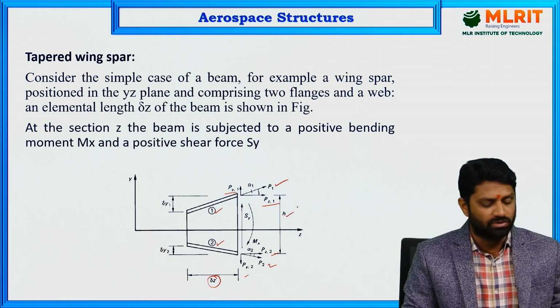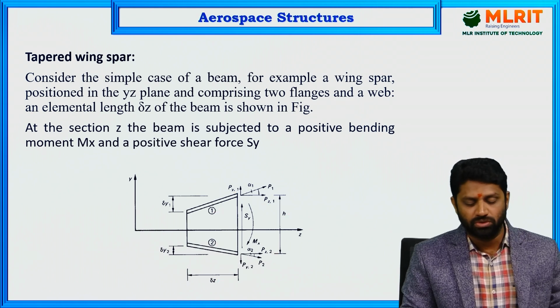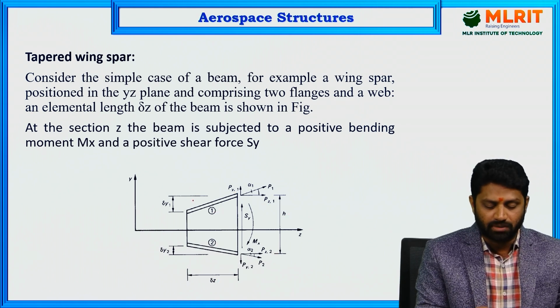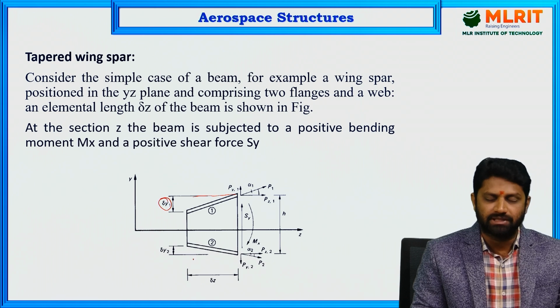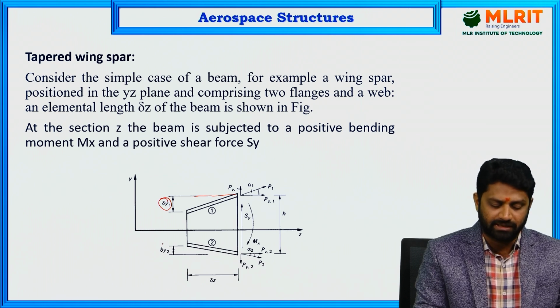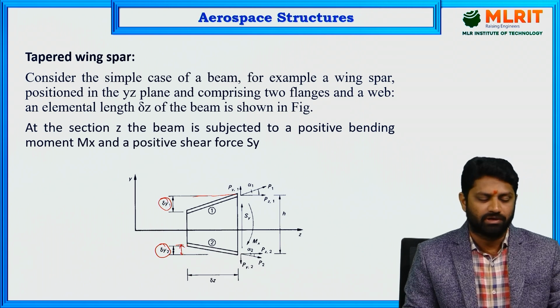Now since we are looking at the taper, let's write the taper on the upper flange. From the horizontal axis, delta y1 is taken as the depth, and we provided the taper on the upper flange. Similarly, on the lower flange we provided a depth of delta y2, from here to here. That is the depth we considered for the tapered wing spar.